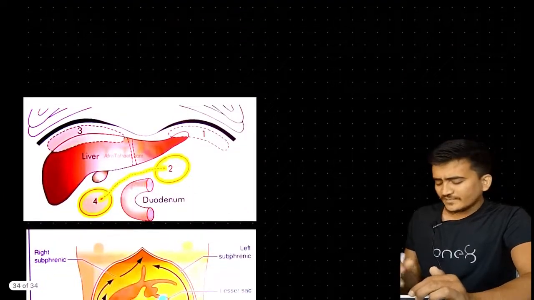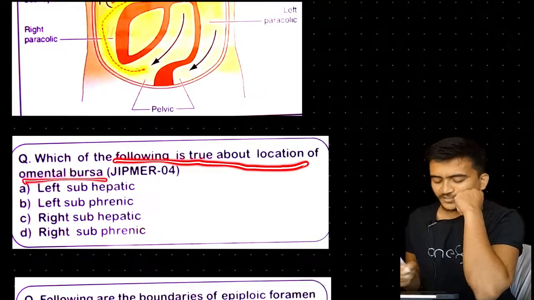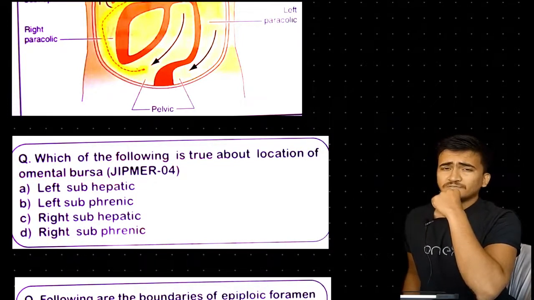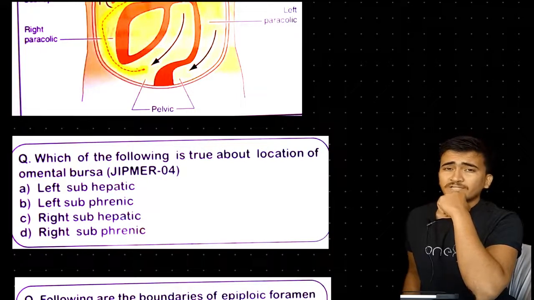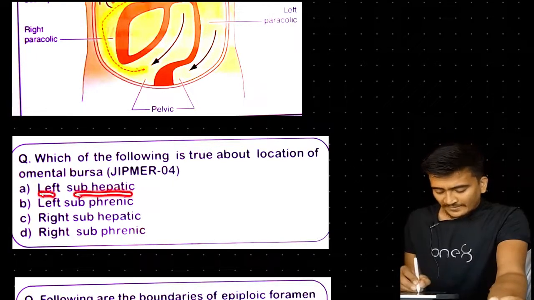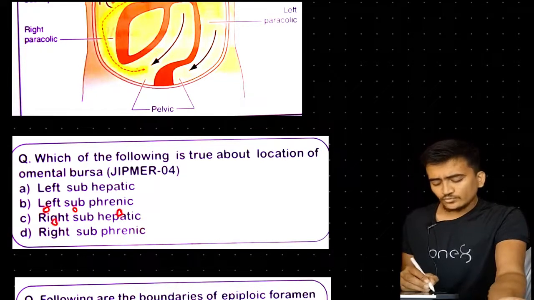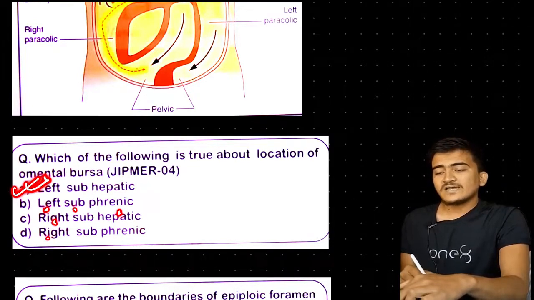We discussed this diagram, and we also discussed this diagram. Now our question: which of the following is true about the location of the omental bursa? What is the omental bursa? It is our lesser sac, and we have said that it is also the left subhepatic space. Left subhepatic, yes, that's right. Left subphrenic, no, we did not talk about this. Right, no. So the right answer is option A, the left subhepatic space.